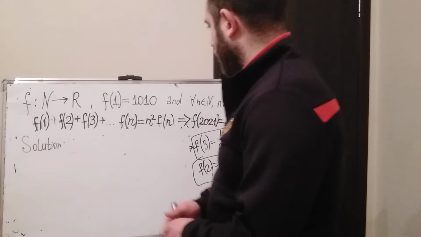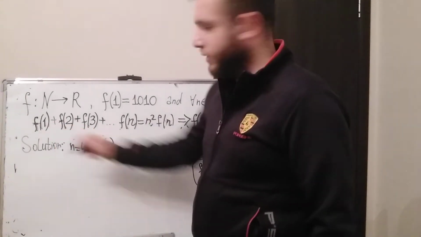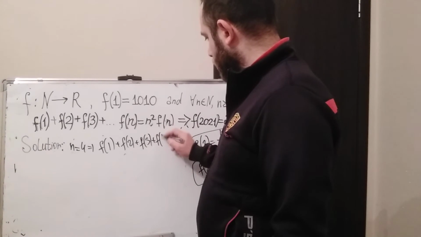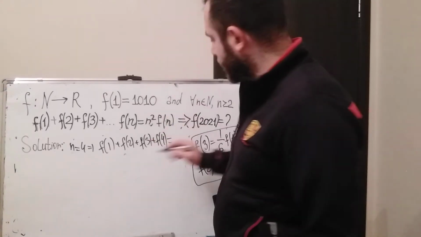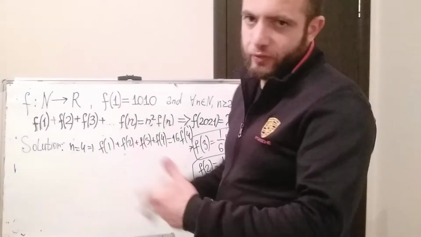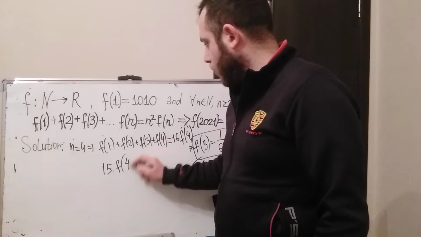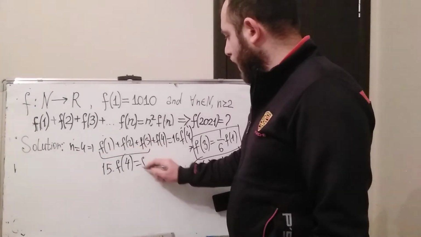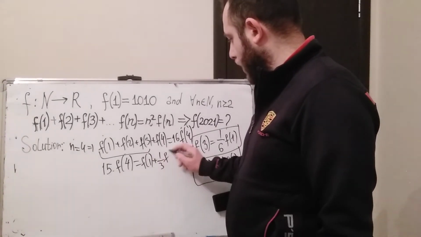If n is 4, it will be f(1) plus f(2) plus f(3) plus f(4) equal to n squared times f(4). With n equal to 4, 4 squared is 16, so we write 16 f(4). Subtracting 1, it will be 15 times f(4) equal to the sum f(1), f(2), f(3). We have f(1), and f(2), which is a third times f(1).